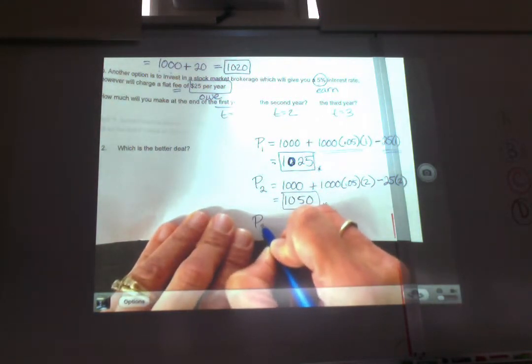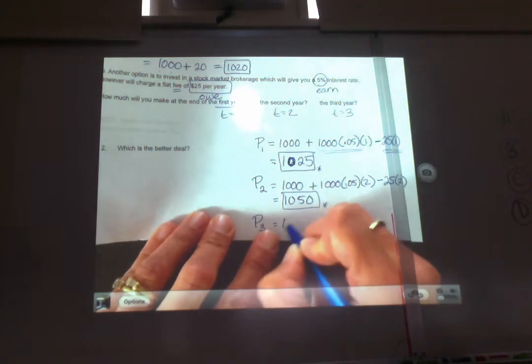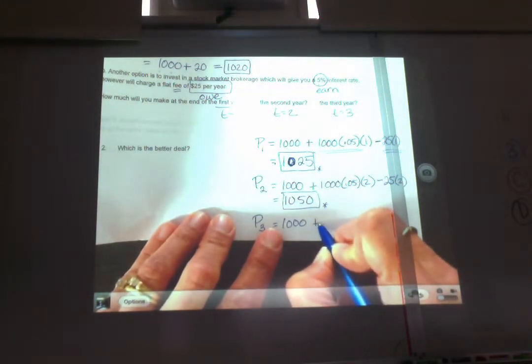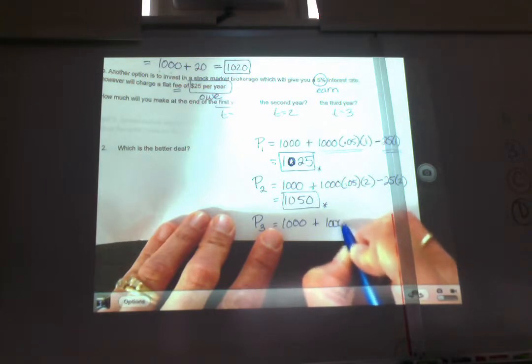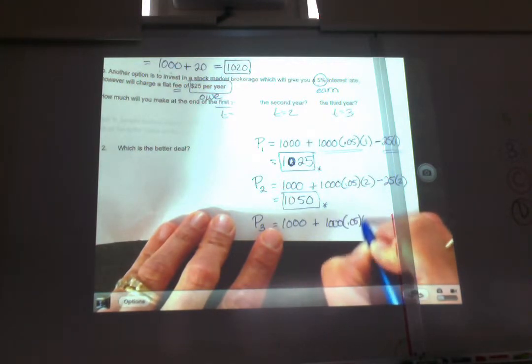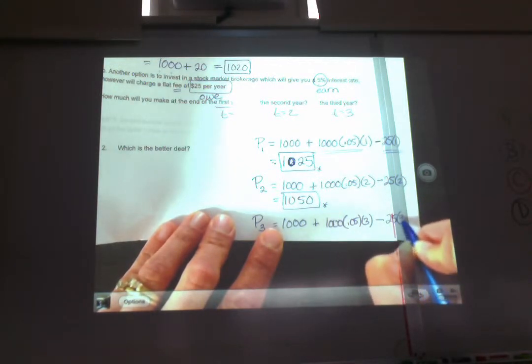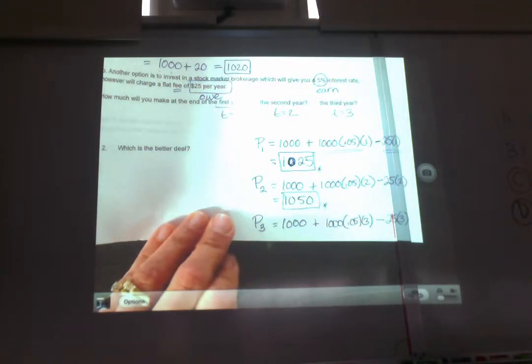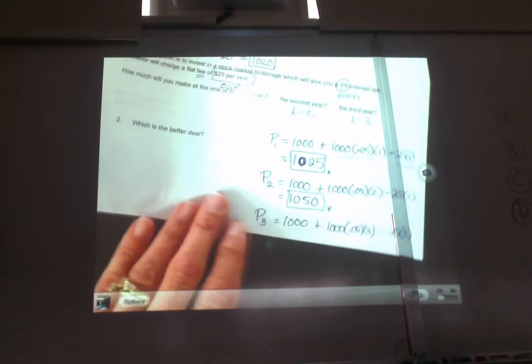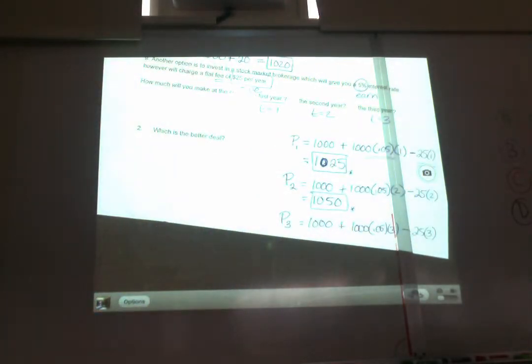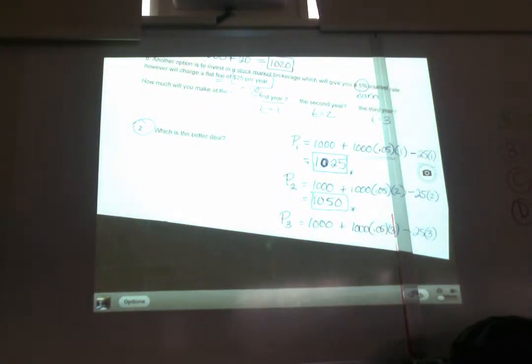Let's see what happens, P3. 1,000 plus 1,000 times my rate times my time, minus 25, but 3 years worth. Plug that into your calculator, then answer question 2. I'll be walking around to see how you're doing on the calculator.